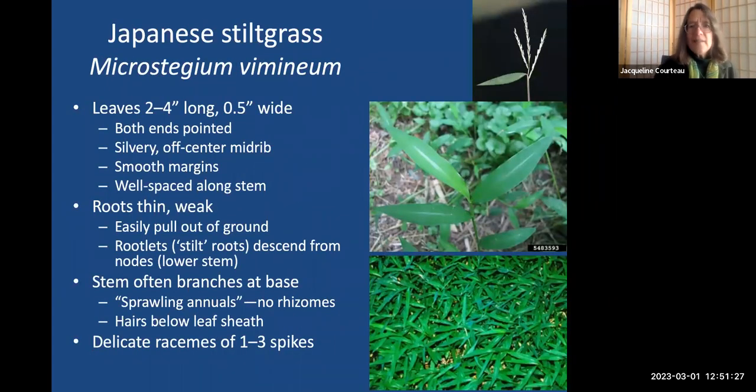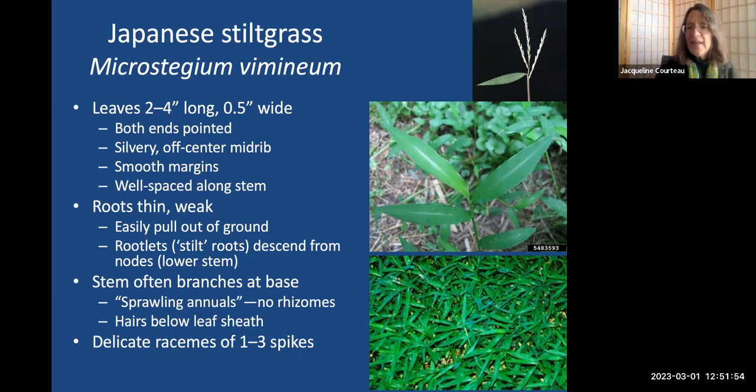Japanese stilt grass, a new invader, this is a nasty one. Both ends of the leaf are pointed. There's a prominent midrib, but it's asymmetrical down the leaf. It tends to have smooth margins. The leaves are well spaced along the stem, looking almost ladder-like if you go up the stem. The roots are thin and weak because this is an annual grass.